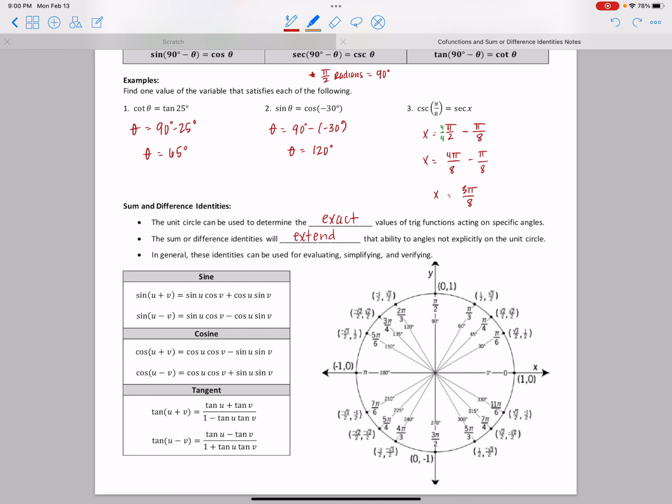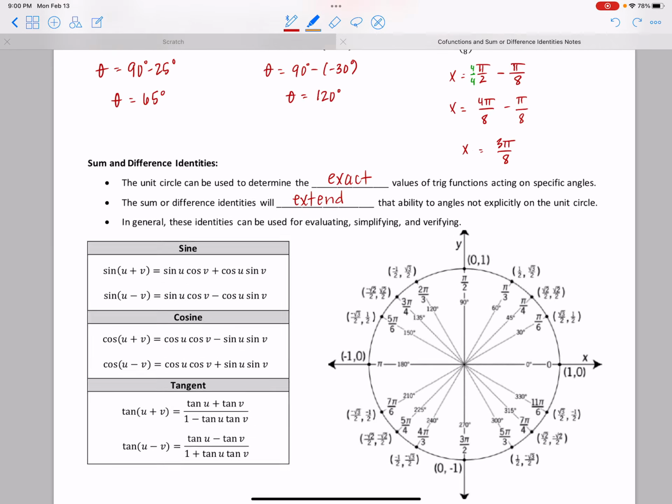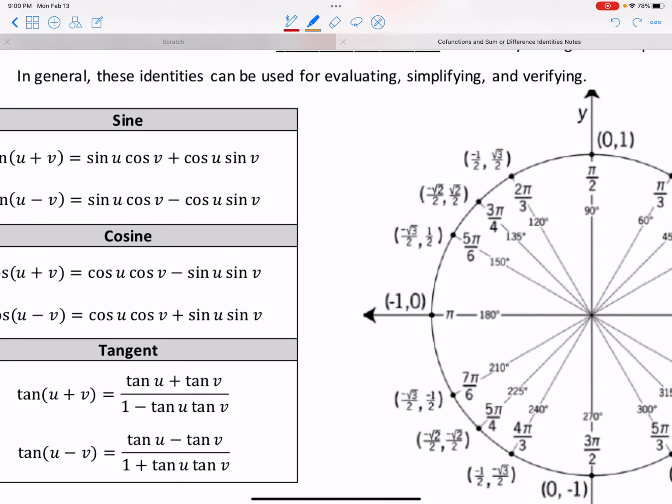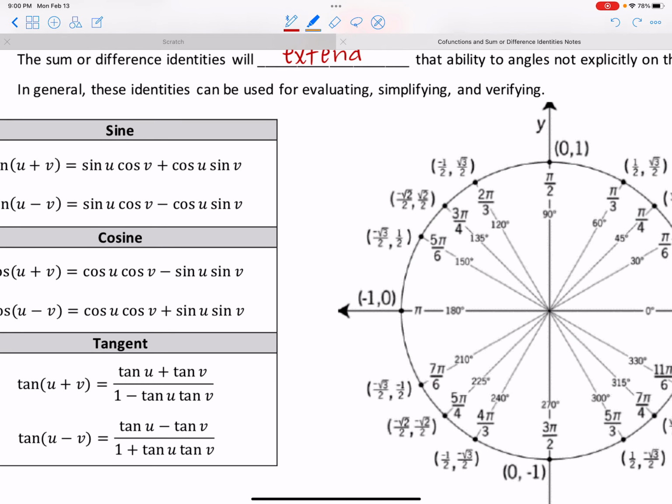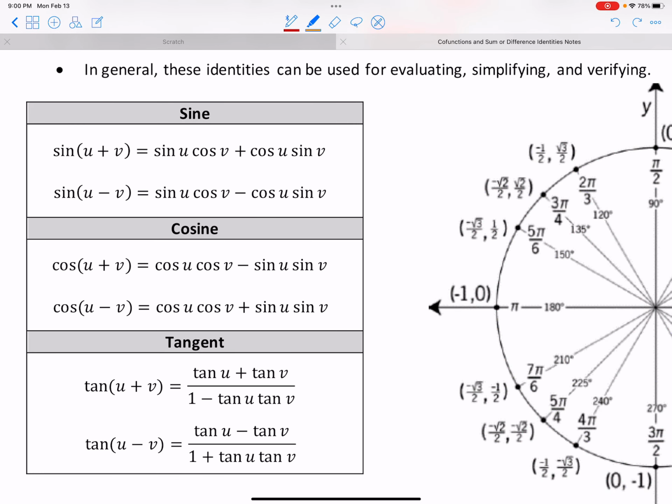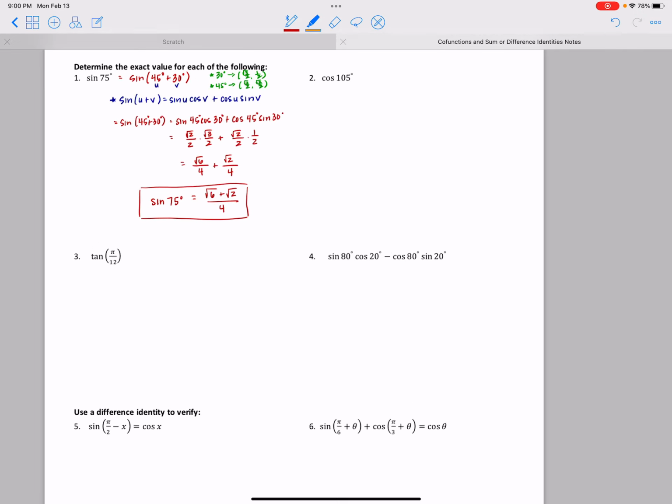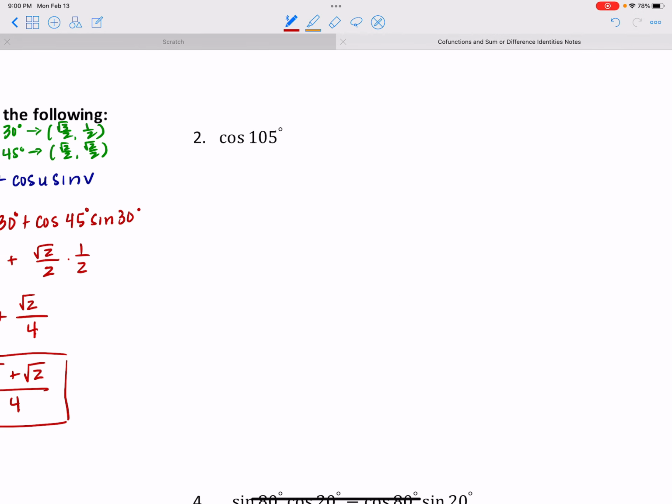So maybe we use the sum. I think that probably would have been a little bit more obvious. If I can rewrite that 105 as 45 plus 60, then I can apply my cosine of a sum identity. So back here, I'm going to rewrite this. Instead of the cosine of 105, it becomes the cosine of 60 degrees plus 45 degrees. 60 and 45 still being 105.